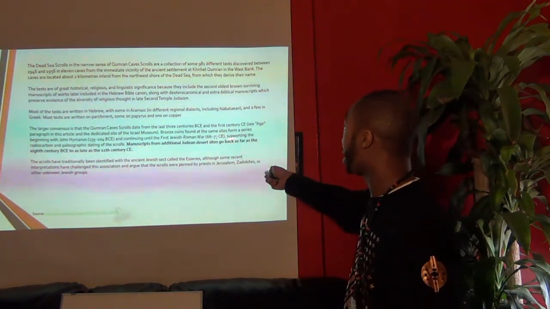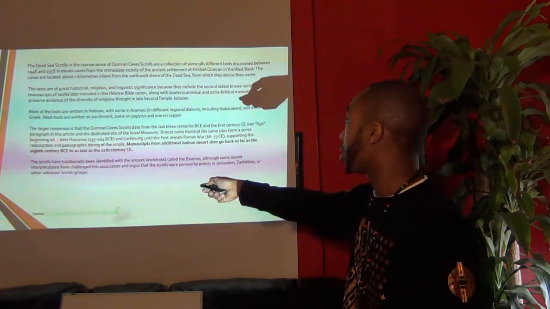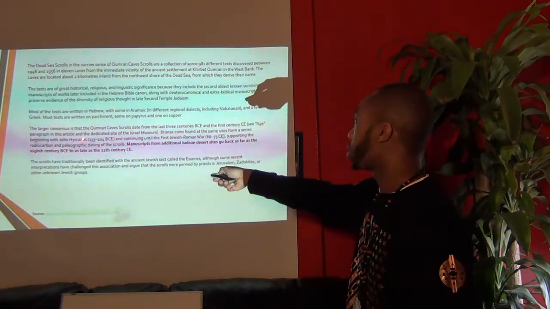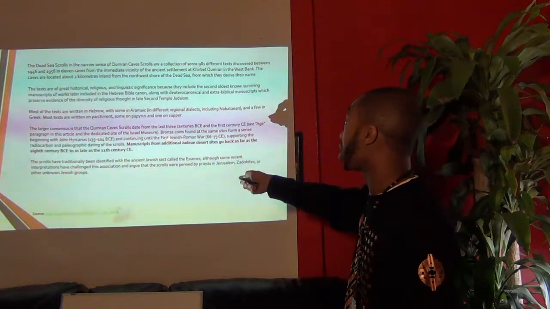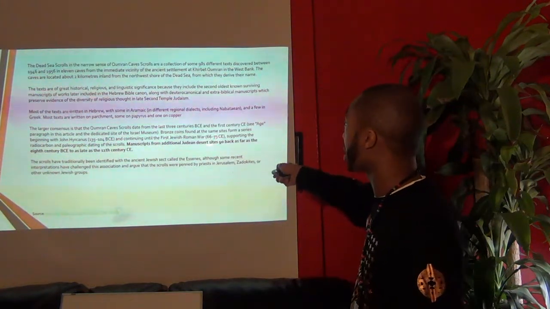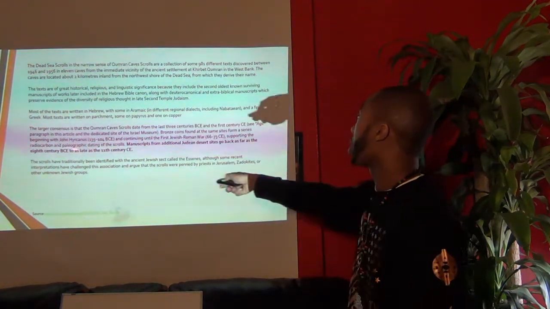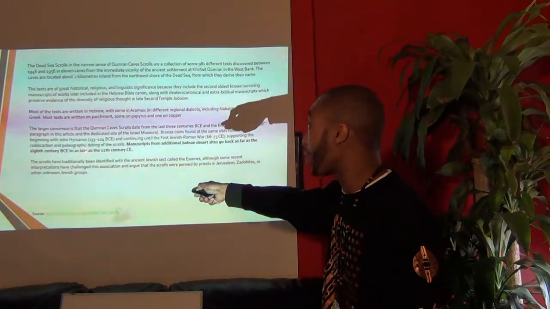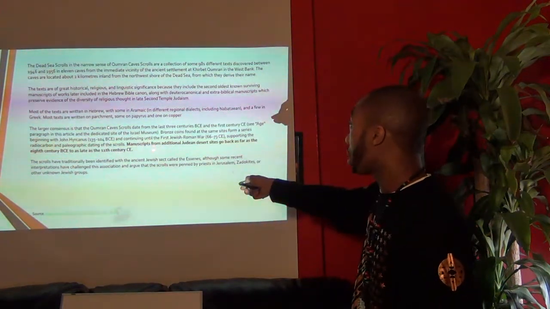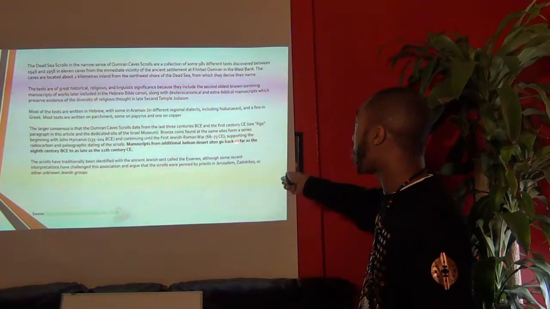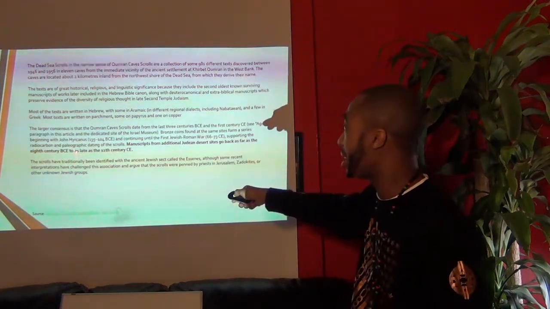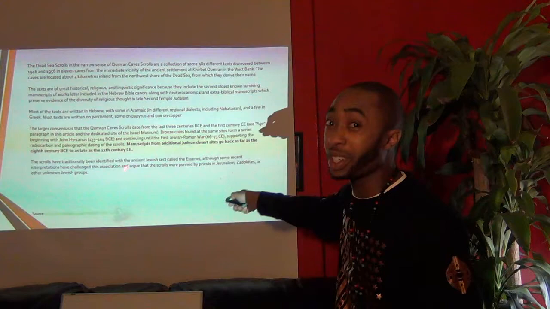Bronze coins found at the same sites form a series beginning with John Hyrcanus, which is 135 to 104 BCE, and continuing until the First Jewish-Roman War in 66 to 70 CE, supporting the radiocarbon and paleographic dating of the scrolls. Manuscripts from additional Judean desert sites go back as far as the 8th century BCE to as late as the 11th century CE.